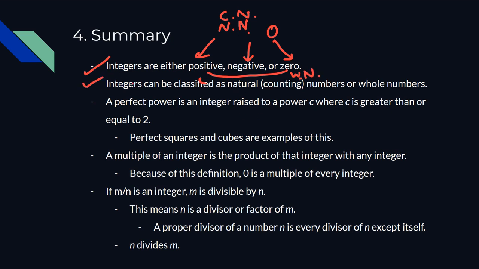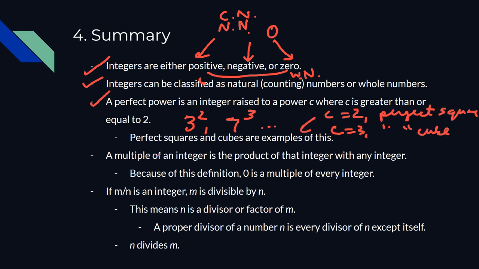A perfect power is an integer raised to a power c where c is greater than or equal to 2. So an example again is 3 to the second, 7 to the third power, etc. A multiple of an integer is a product of that integer with any integer. And because of this, we know that 0 is a multiple of every integer because any integer times 0 gives you 0.